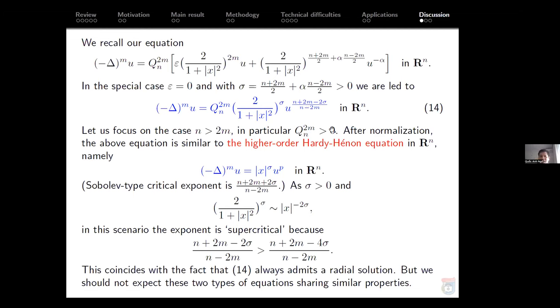So therefore, we can think about the question of the structure of solutions to this equation. Of course, this equation 14 has a very special type of solution, a bubble. But the question is, except for this bubble solution, is there any other solution to this equation, even for a simple one? Okay.